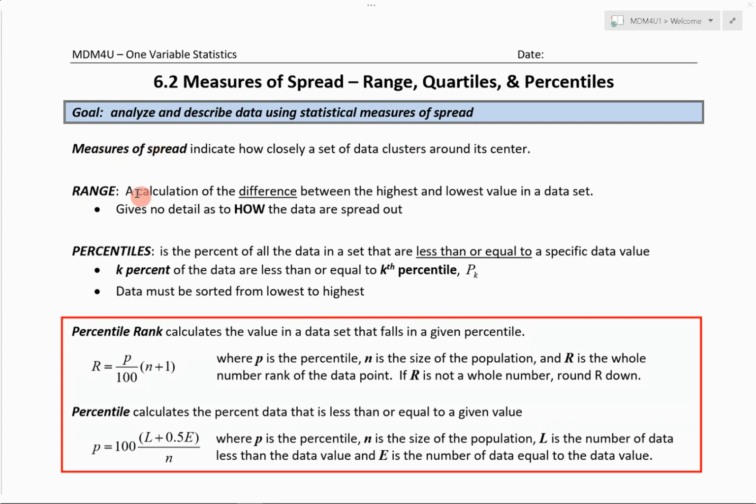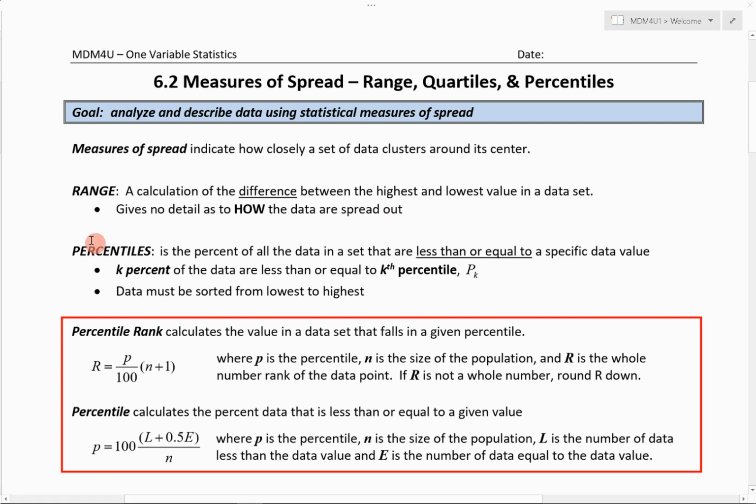Okay. One of those measures is the range. It's a calculation of the difference between the highest and the lowest value in a data set. But a range doesn't tell us how the data are spread out. It just gives you the absolute extreme ends.